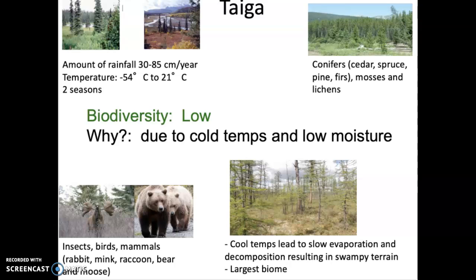You're going to find, again, a lot of large mammals. Moose, bear, raccoon, mink, rabbit. You're going to find some insects and birds. One of the biggest differences between the two is because it has more moisture, you're going to see a lot more forest and a lot more swamp. Because of the cool temps, you're going to have very slow evaporation and decomp, so it's going to be very swampy. It's also the largest biome.